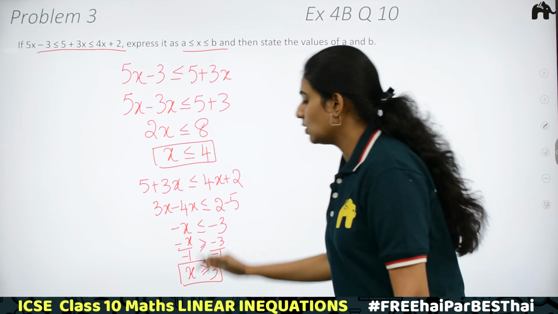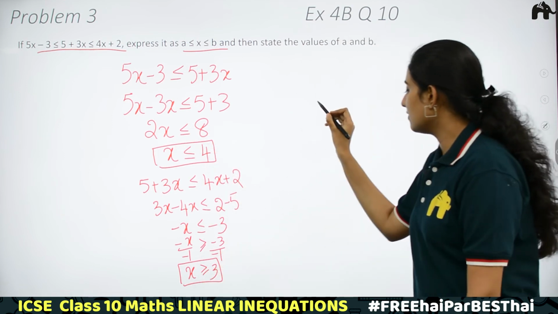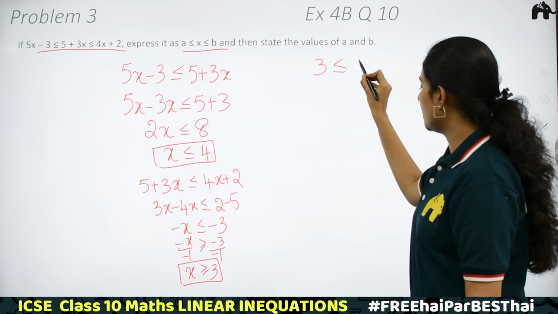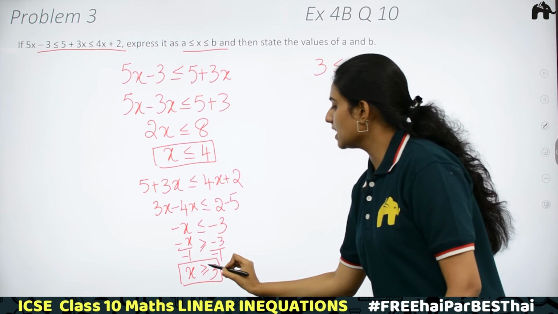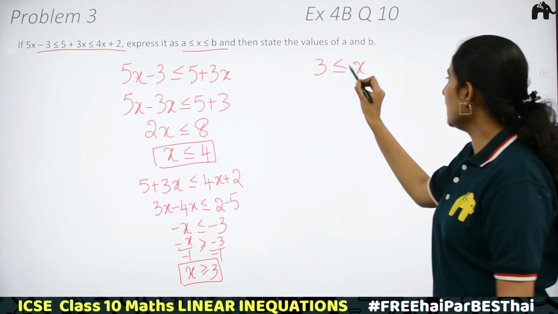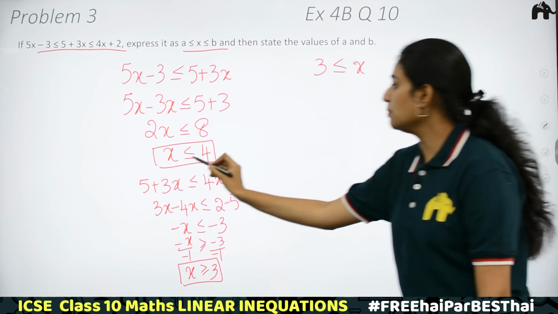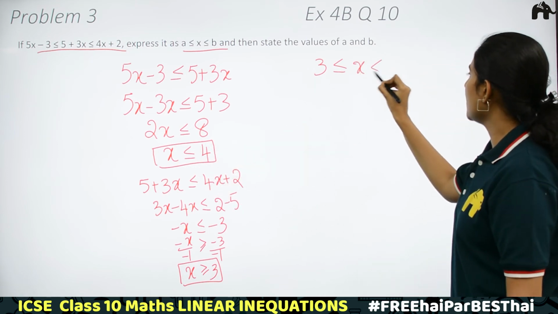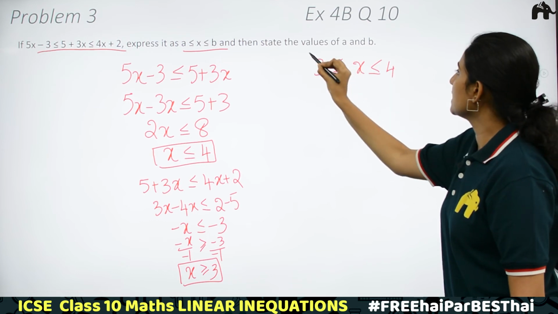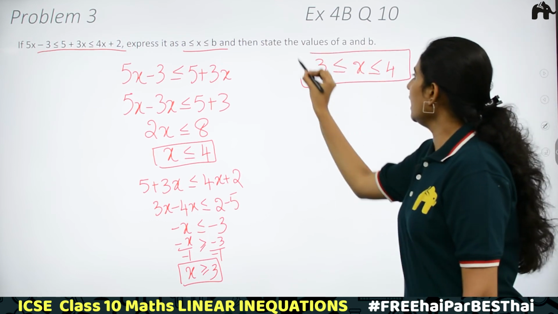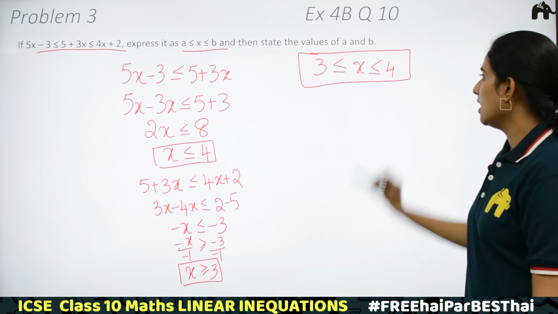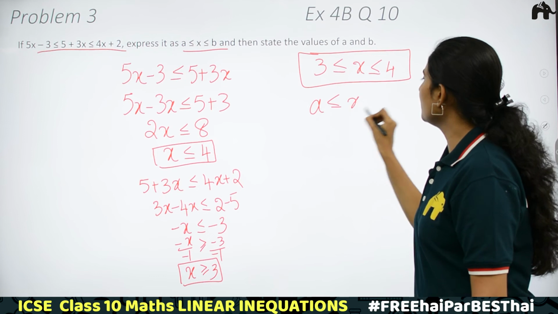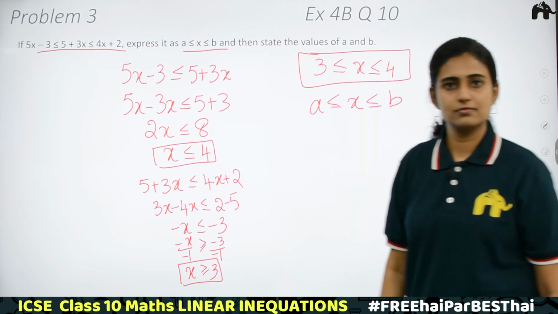Okay. Now let's combine this. We have 3 less than or equal to x. X greater than or equal to 3 means 3 less than or equal to x. And the second part, x less than or equal to 4. This is the required inequation. Now just compare with this one. A less than or equal to x less than or equal to b.